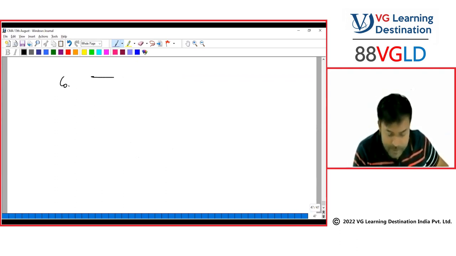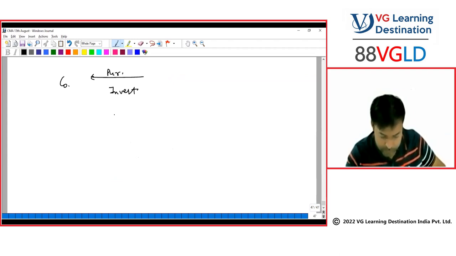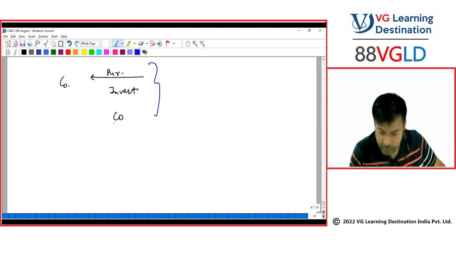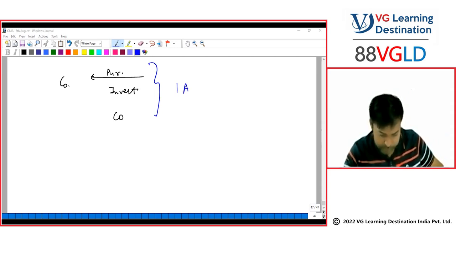Company is purchasing investment. CI or CO? CO. Correct. Which activity? IA. It should be IA in that case. I hope it is clear. Okay, let's move.